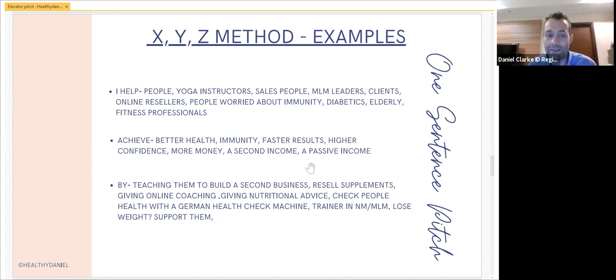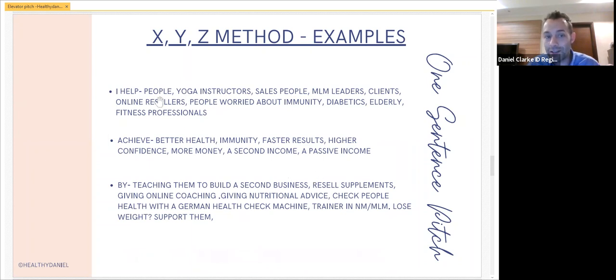And how we do that is by teaching them to build a second business, resell supplements, give online coaching, give nutritional advice, check people's health with a German health check machine, train in network marketing and MLM. So we train them to lose weight, or we support them with different things. So these are a few different ideas of things that we can put together.